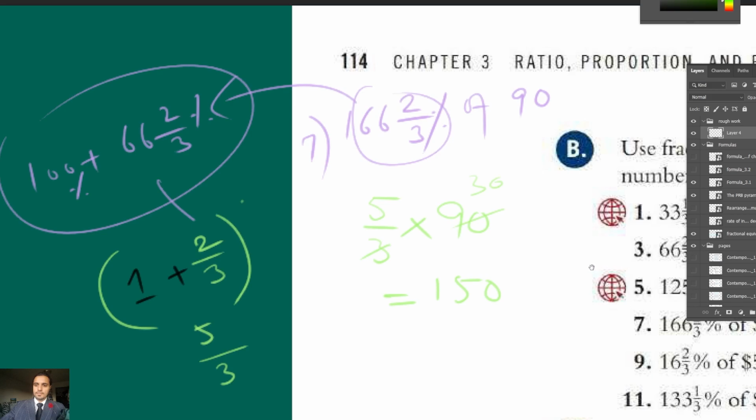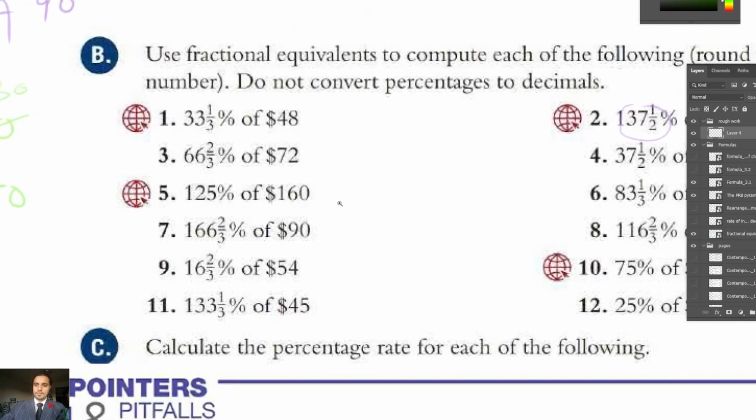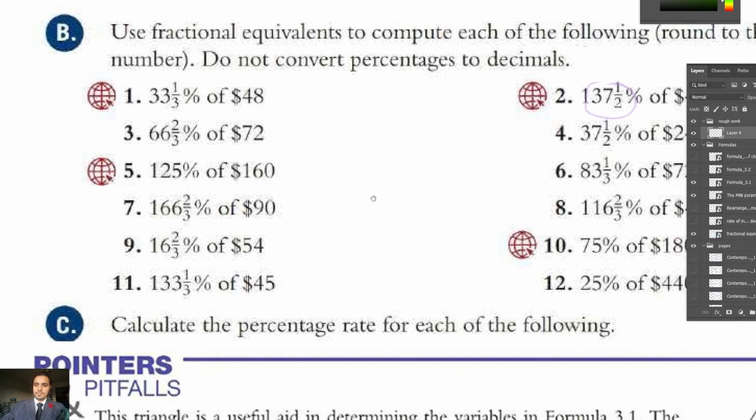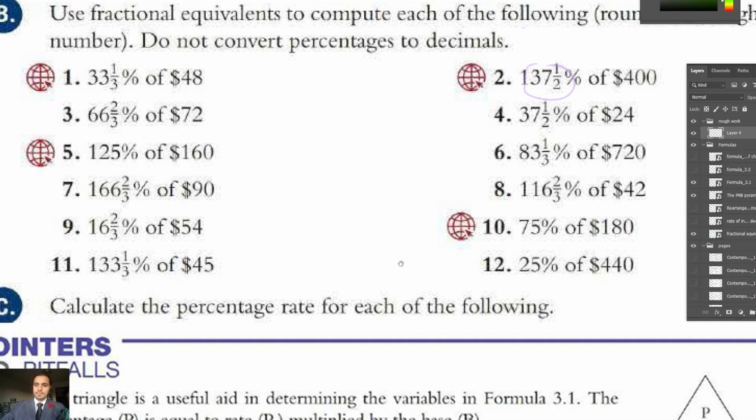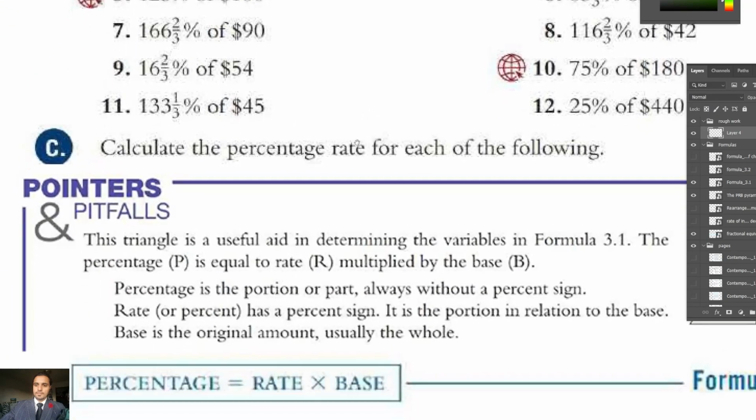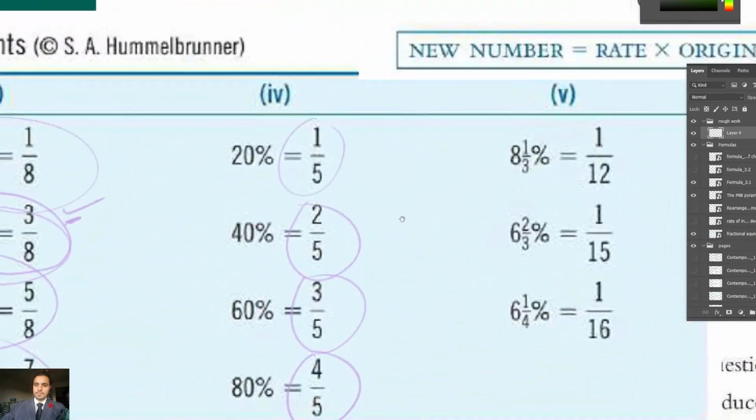All right, so there's a couple more. Maybe you can try it on your own. Right? So easy. 25% will be 1/4. 75% will be 3/4.